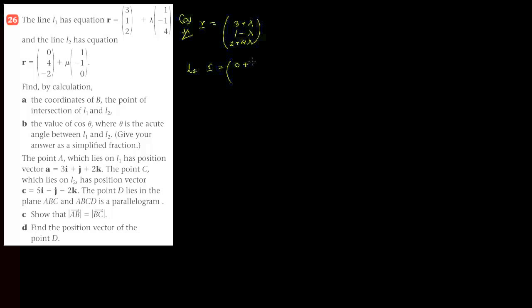That means 0 plus mu. Then we have 4 minus mu. Then we have minus 2 plus 0 mu. That means minus 2 plus 0. That's all. So we have this.